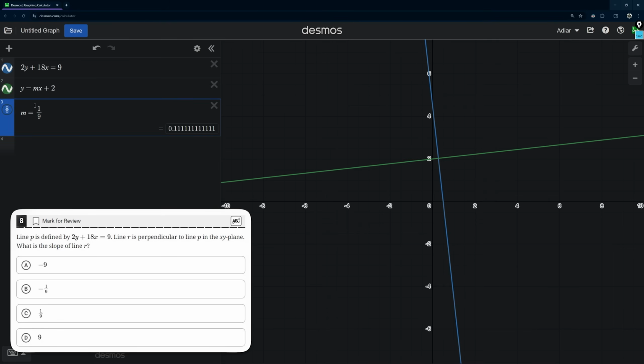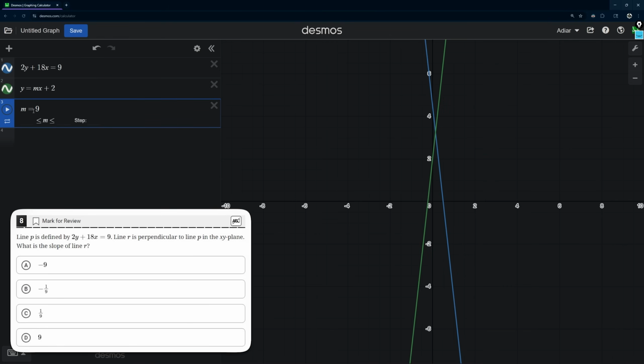Oh, yeah, that looks perpendicular, but because we're doing an eyeball check, we want to go through all the answers. Does 9 look perpendicular? No. So it's C. So sure, you could do it this way.